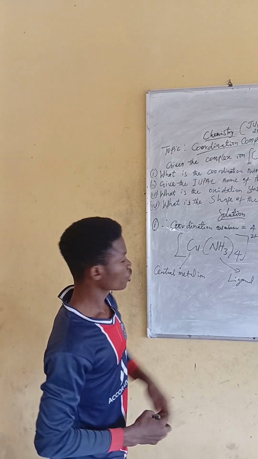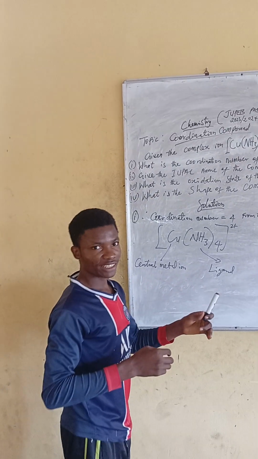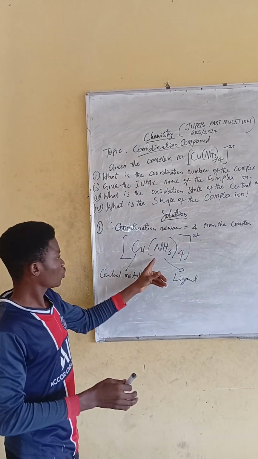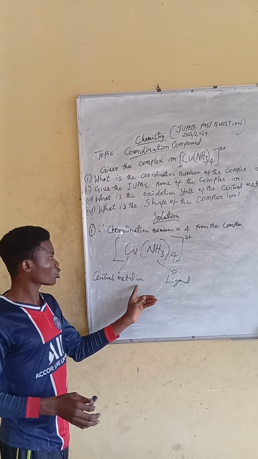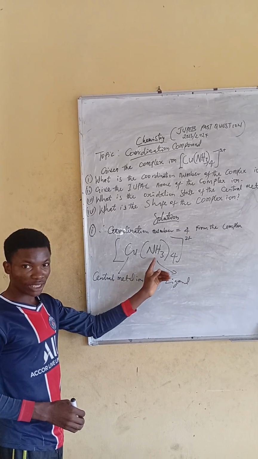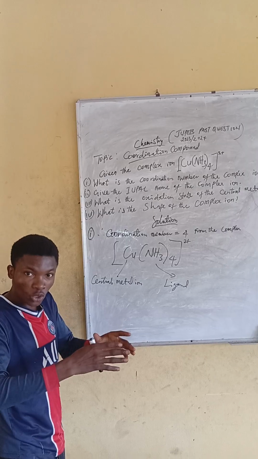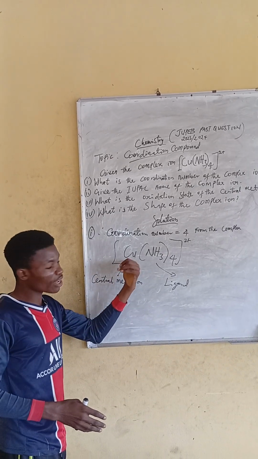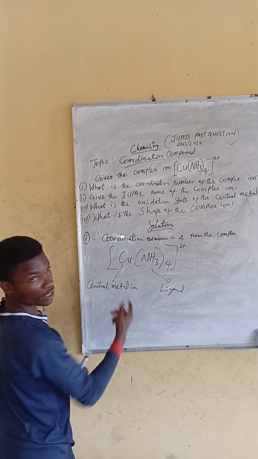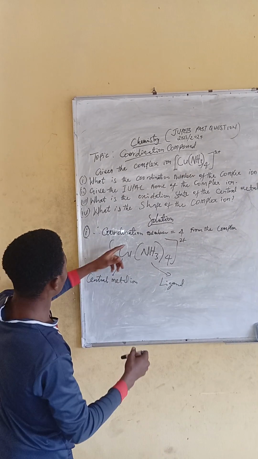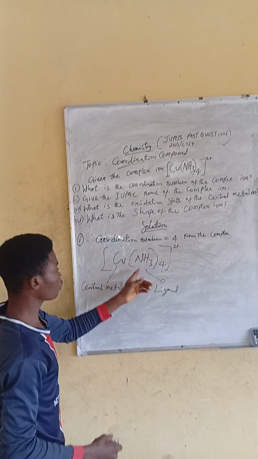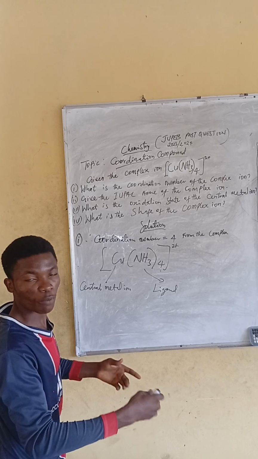So now, what do I mean by ligand? A ligand is an ion or molecule, like ammonia, that binds with the central metal ion to form the coordination complex. Okay, so now let's move back to our question. Our first question is the coordination number. The number multiplied with the ligand is 4, which is our coordination number or our secondary valency.